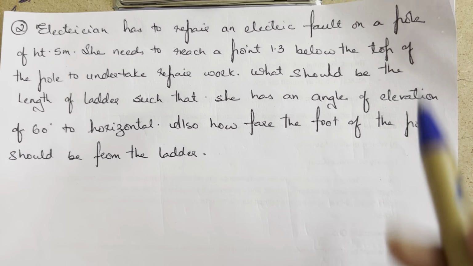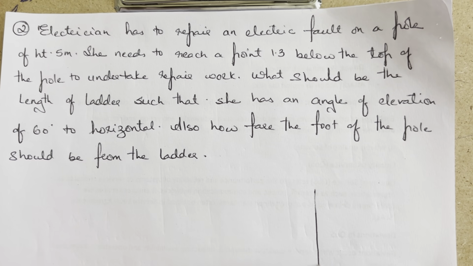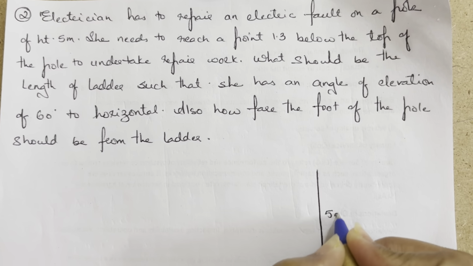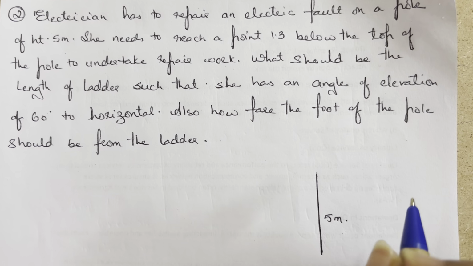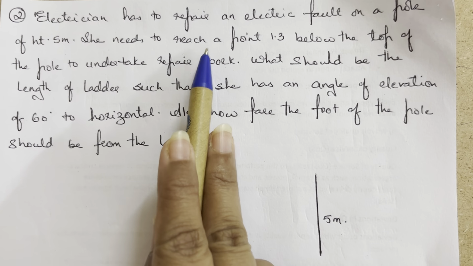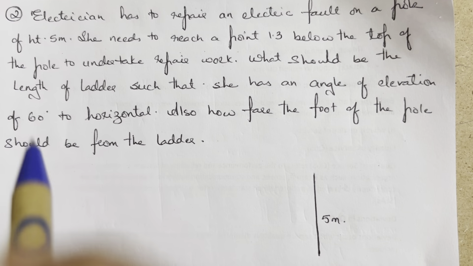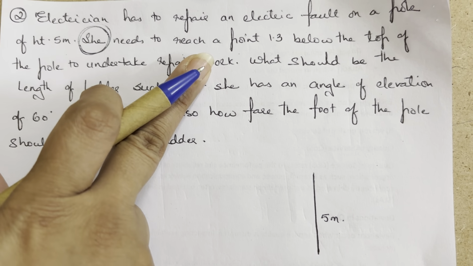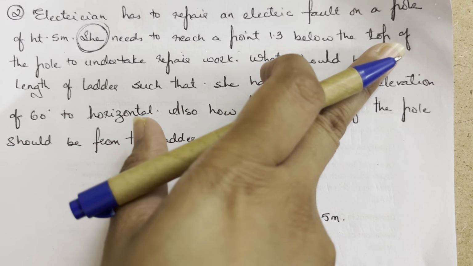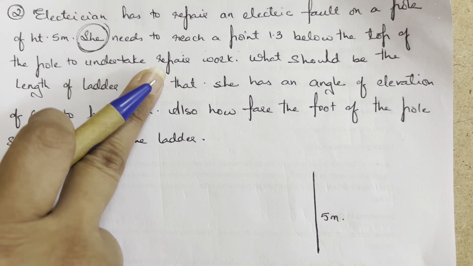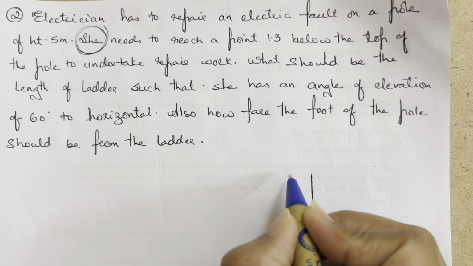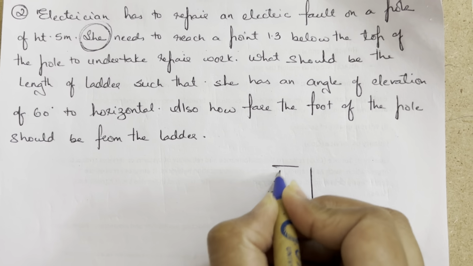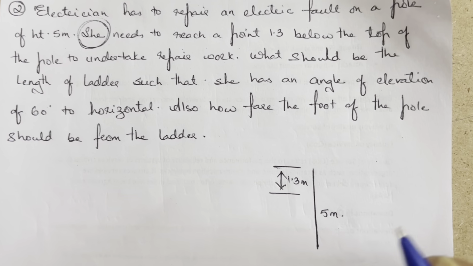Okay, there's a pole. The first information that is given, there's a pole of 5 meters. On that, the electrician has to repair a fault. Okay, she needs to reach a point. Okay, that was what fascinated me. She needs to reach a point 1.3 below the top of the pole to undertake the repair work. So from this particular point, she is supposed to go down 1.3 meters.